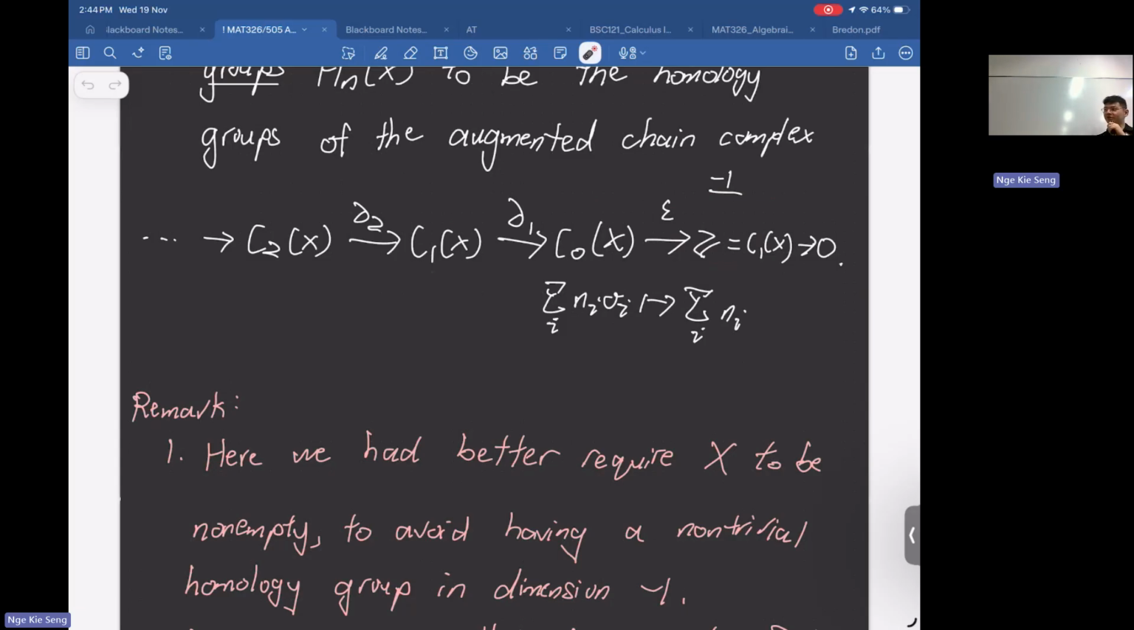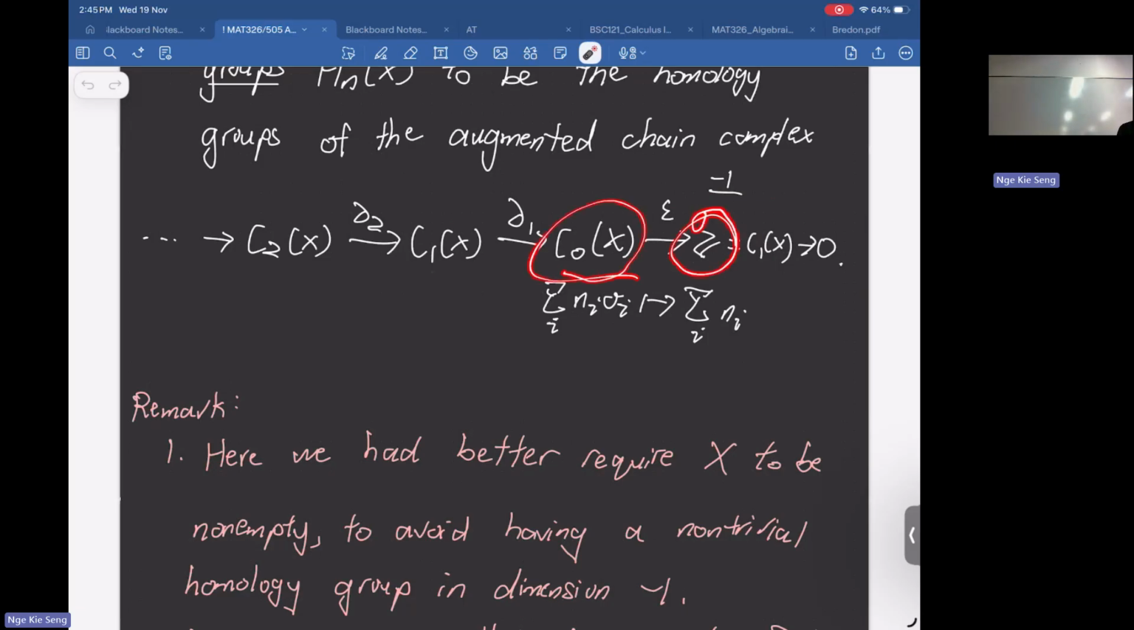This is a simple chain calculation. Epsilon is surjective.